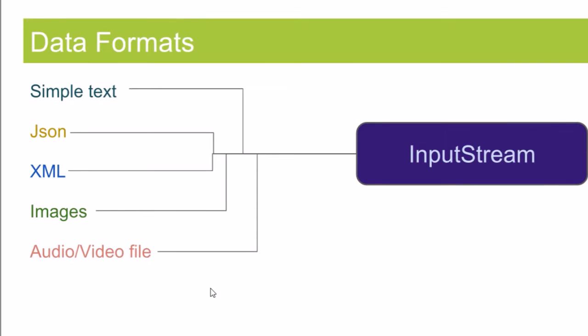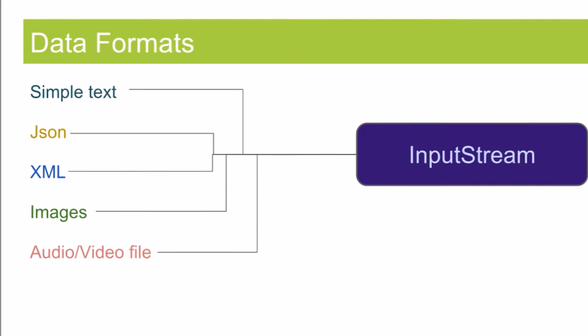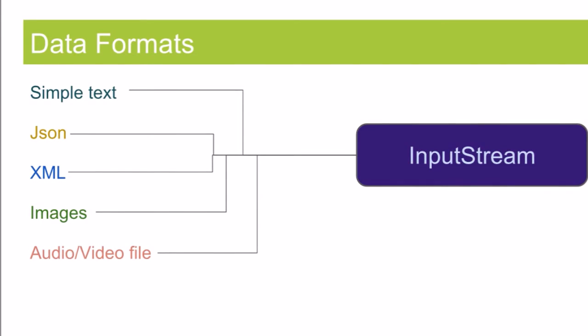Let's talk about the different data formats that we can get from the server and that we can parse to show our result on UI. We have already talked about the simple text and we have seen the demo. Other data formats that we can get are JSON, XML, images, or audio and video files. All this data can be extracted from the input stream, which is returned by HTTP URL connection.